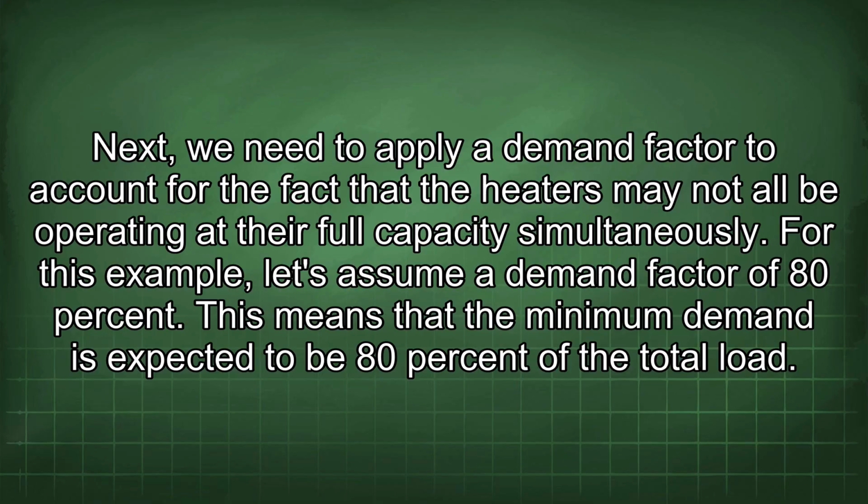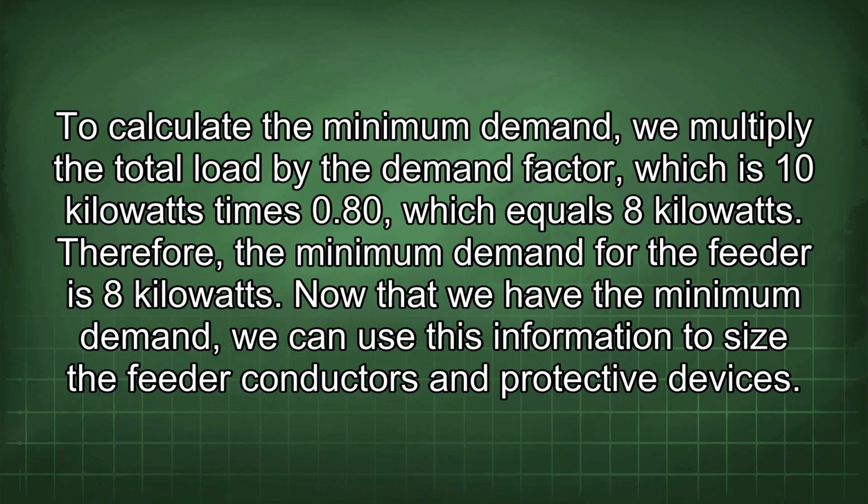This means that the minimum demand is expected to be 80% of the total load. To calculate the minimum demand, we multiply the total load by the demand factor, which is 10 kilowatts times 0.80, which equals 8 kilowatts. Therefore, the minimum demand for the feeder is 8 kilowatts. Now that we have the minimum demand, we can use this information to size the feeder conductors and protective devices.